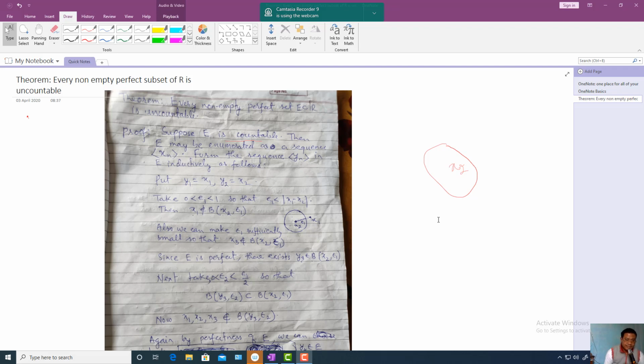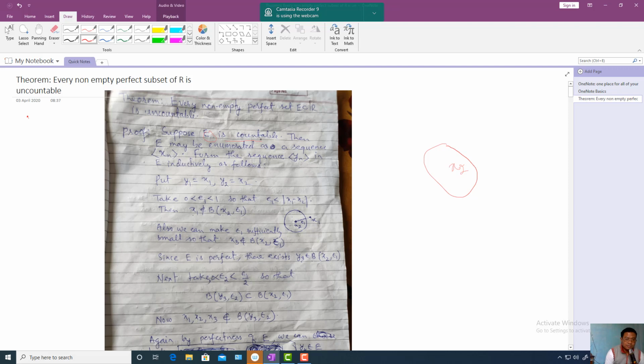Now let us show that the Cantor set is uncountable. We will achieve that goal by proving the general result that every non-empty perfect set of R is uncountable. We are going to use the method of contradiction here. Everyone knows what the method of contradiction is. We are going to assume that E is countable, and we will arrive at a contradiction. First let us assume that E is a non-empty perfect subset of R.